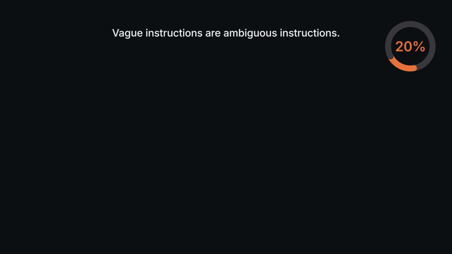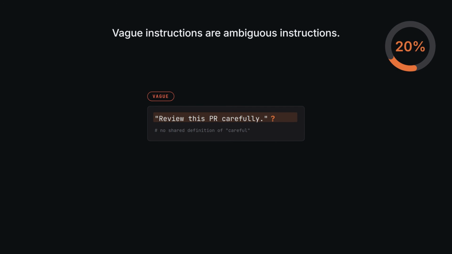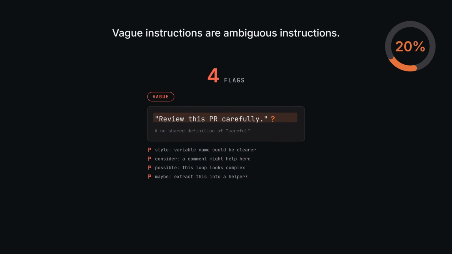Domain 3, prompt engineering and structured output, also 20%. Vague instructions are ambiguous instructions. When you tell Claude to review this PR carefully, the model has no shared definition of the word careful, so it flags anything in the diff that pattern matches to caution, which is essentially everything, which is why your inbox fills with false positives the same afternoon.